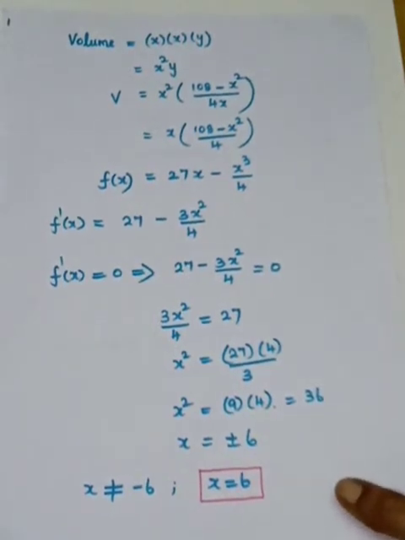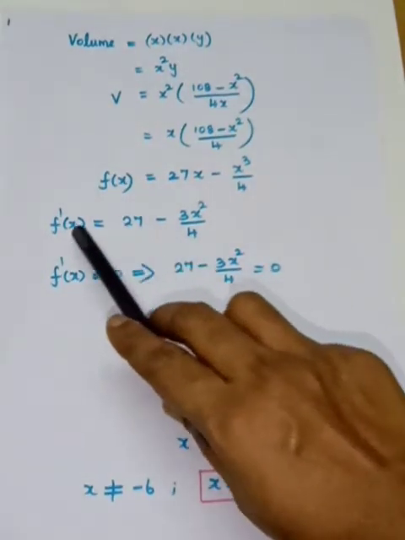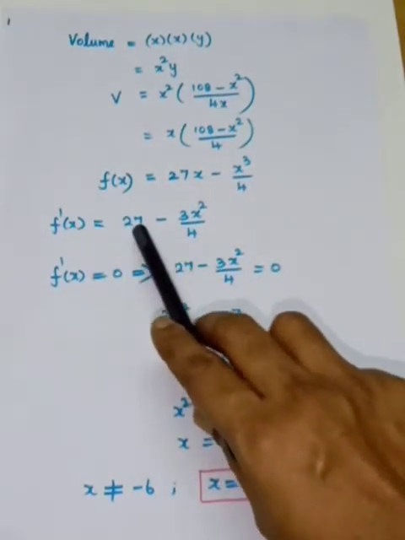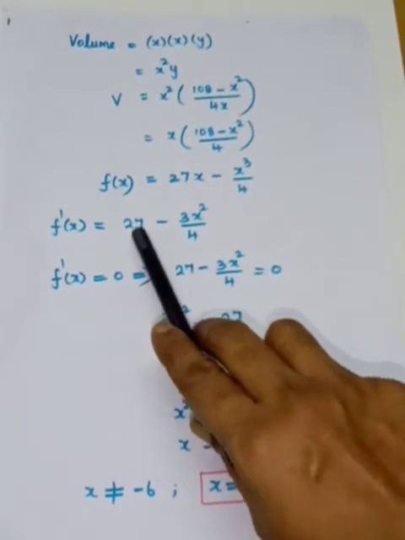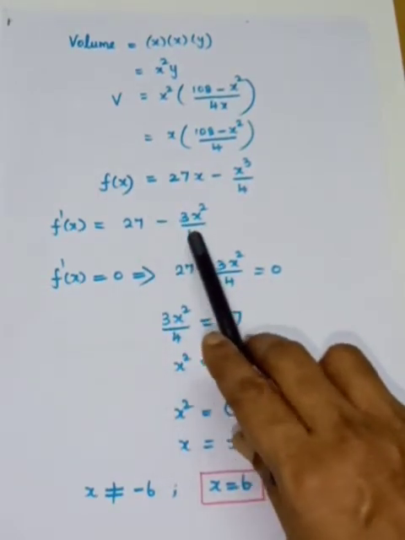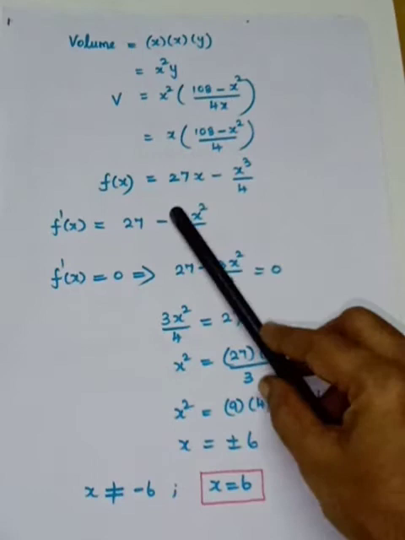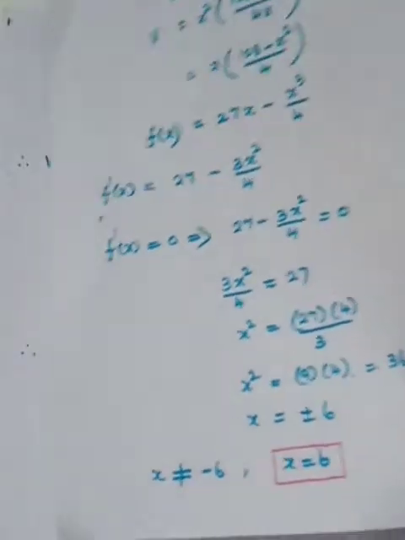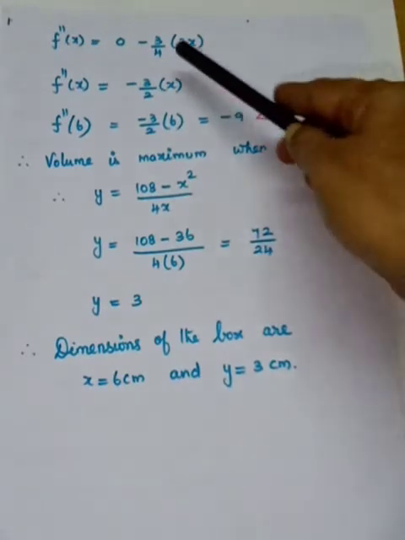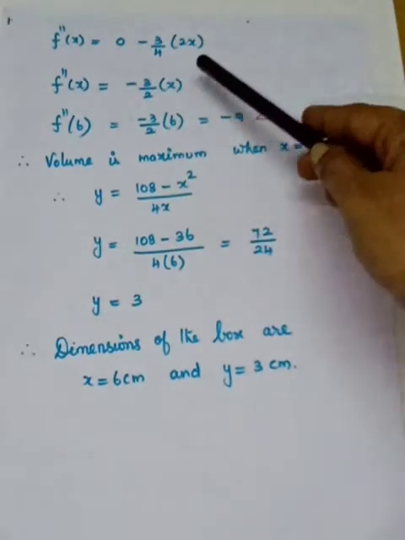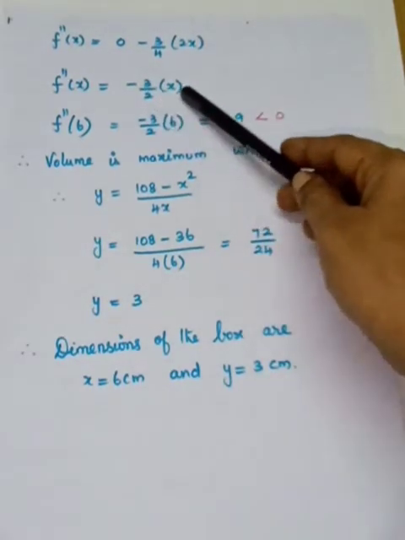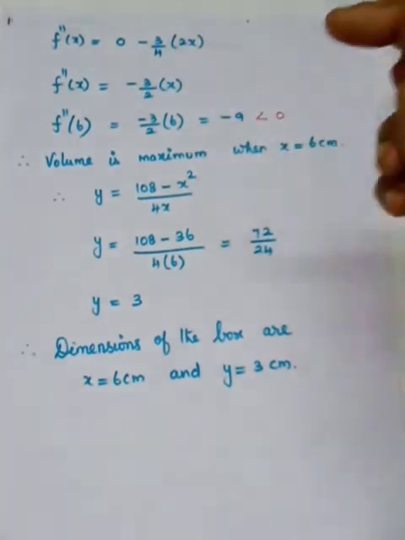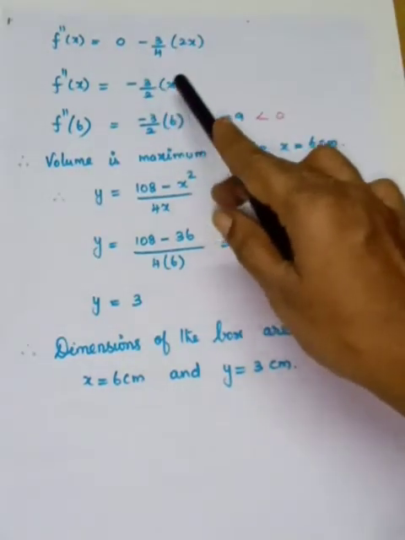Next, after finding x, what you have to do? You have to find the second derivative. You see the first derivative here, 27. The differentiation of 27 is 0. And minus 3 by 4 is a constant. If you take it out, what is remaining? x squared. So the differentiation of x squared is 2x. So your answer is minus 3 by 4 into 2x. So that is minus 3 by 2 into x, with 2 and 4 getting cancelled.